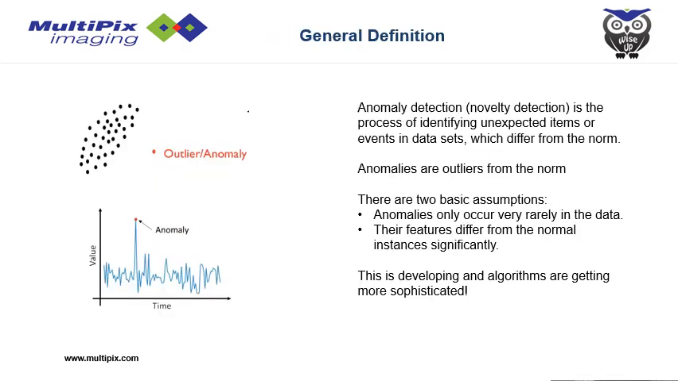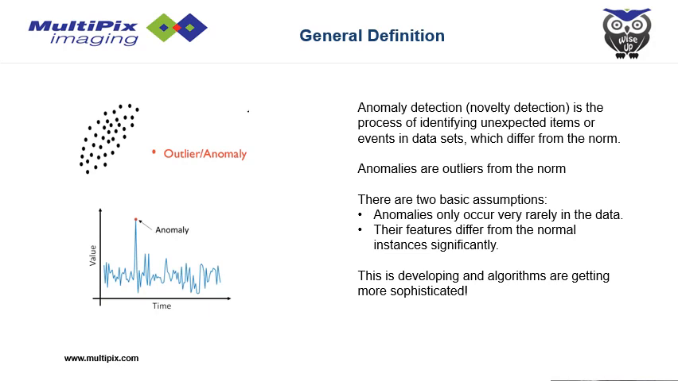Okay, so a little bit now onto the presentation that we're talking about today. This is a general definition of what we're talking about, which is anomaly detection, more specifically in this case novelty detection. It is the process of looking for and identifying unexpected defects generally, when we're talking about what we do in data sets. In other words, things that differ from what is a good sample. So anomalies are outliers from the norm, and there are two basic assumptions, as it says here.